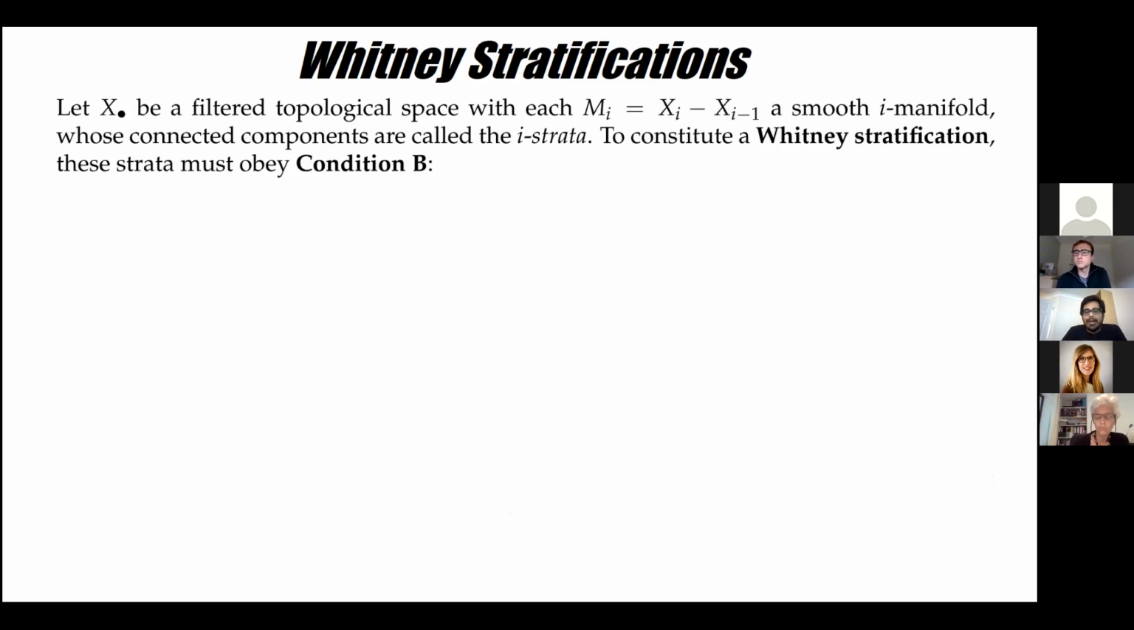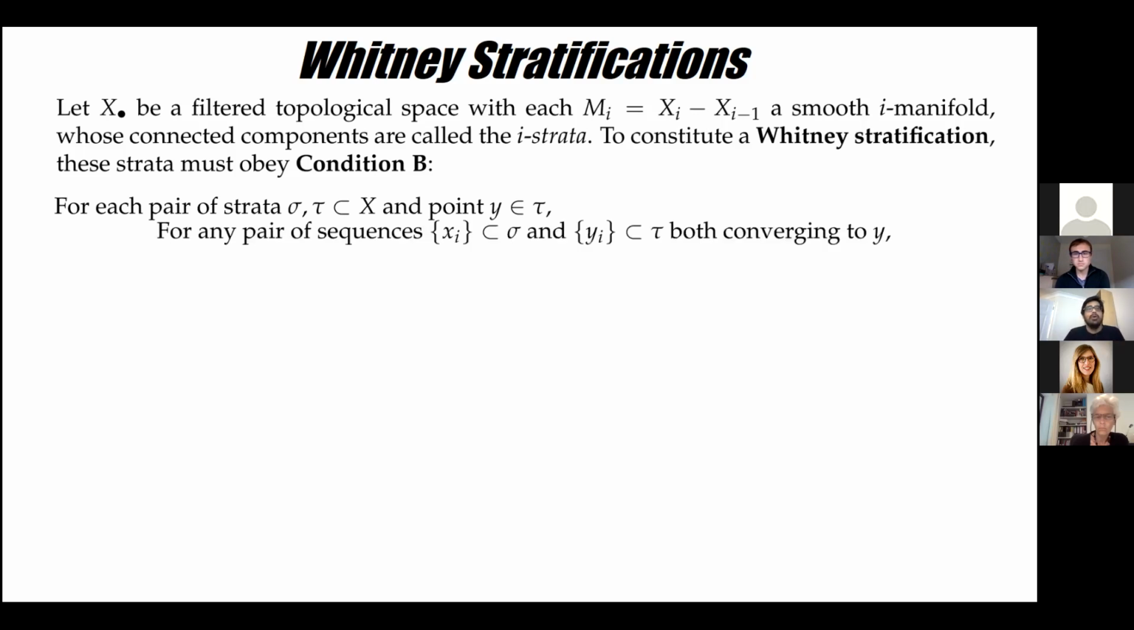So let's look at what Whitney's solution to this was. He wanted this equisingularity, and he wanted sufficient conditions on these strata, these manifold pieces, that gave us equisingularity. So here is what it means to be a Whitney stratification. If you take any two strata, let's call them sigma and tau, and y is a point in tau, and now keep track of the quantifiers because they're going to keep going. You take a pair of sequences, x_i in sigma, y_i in tau, and both must converge to this chosen point y.